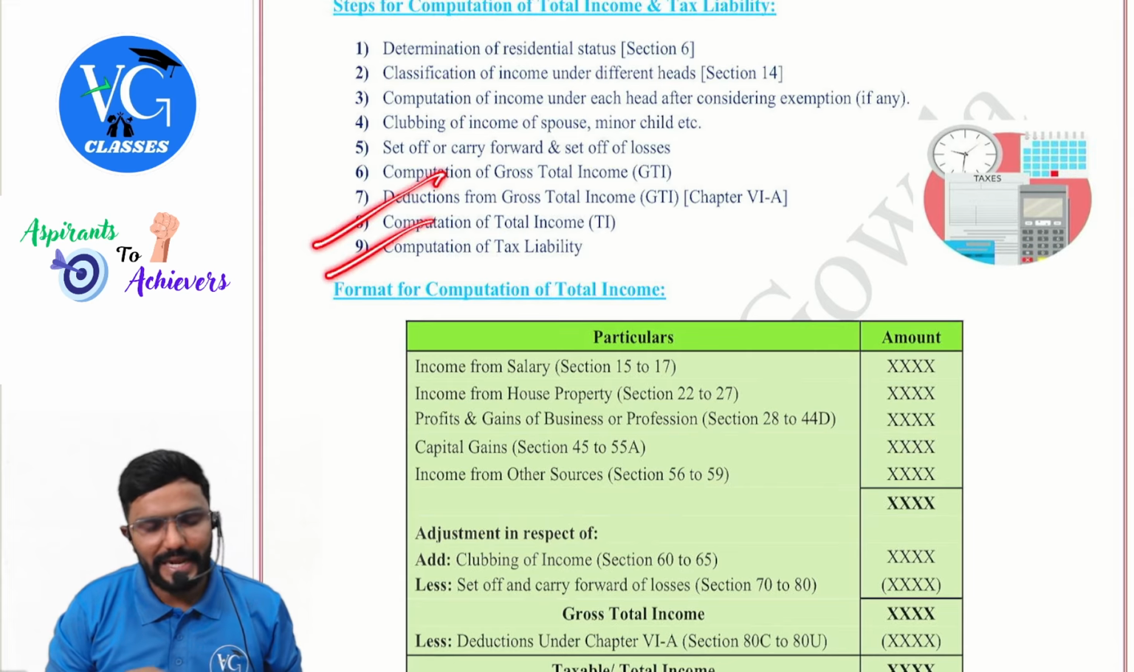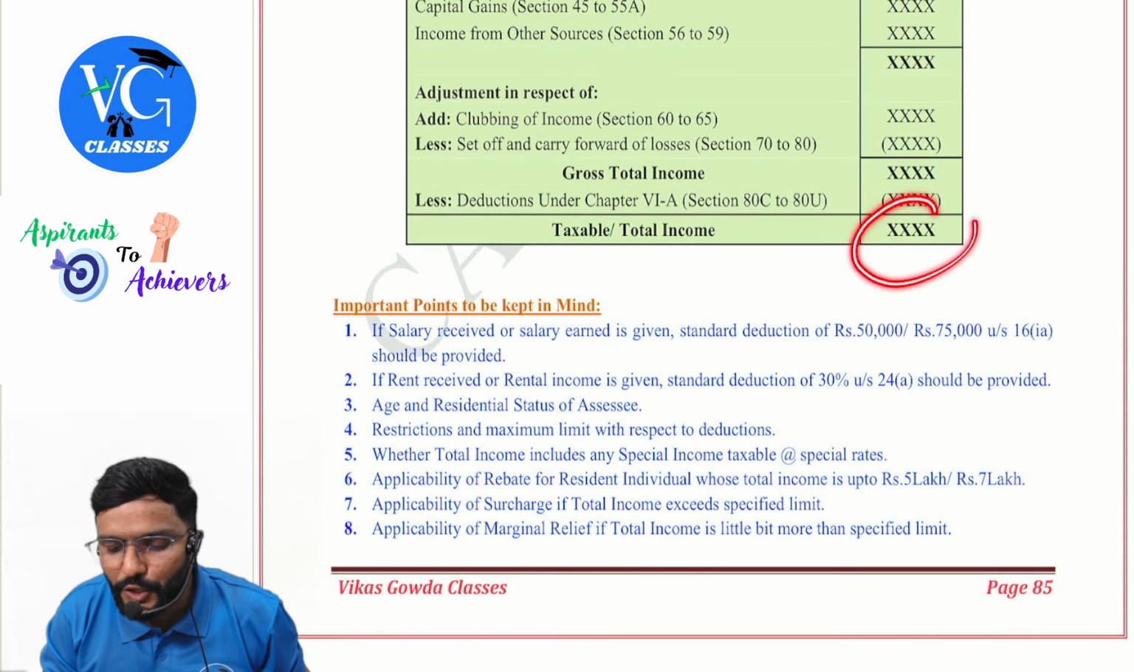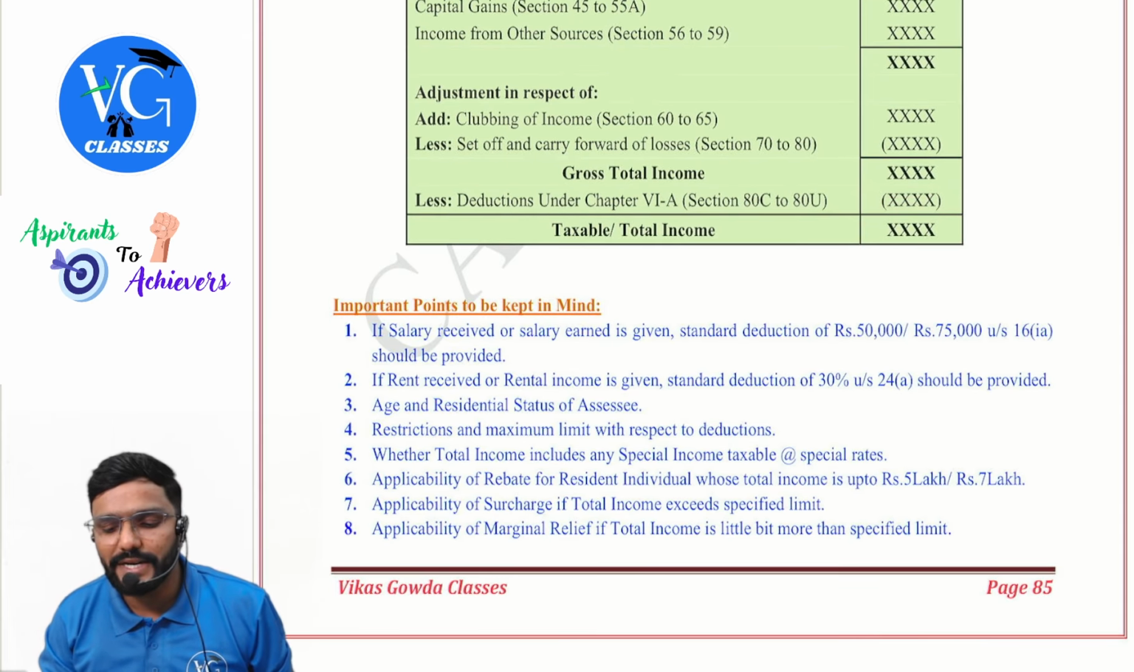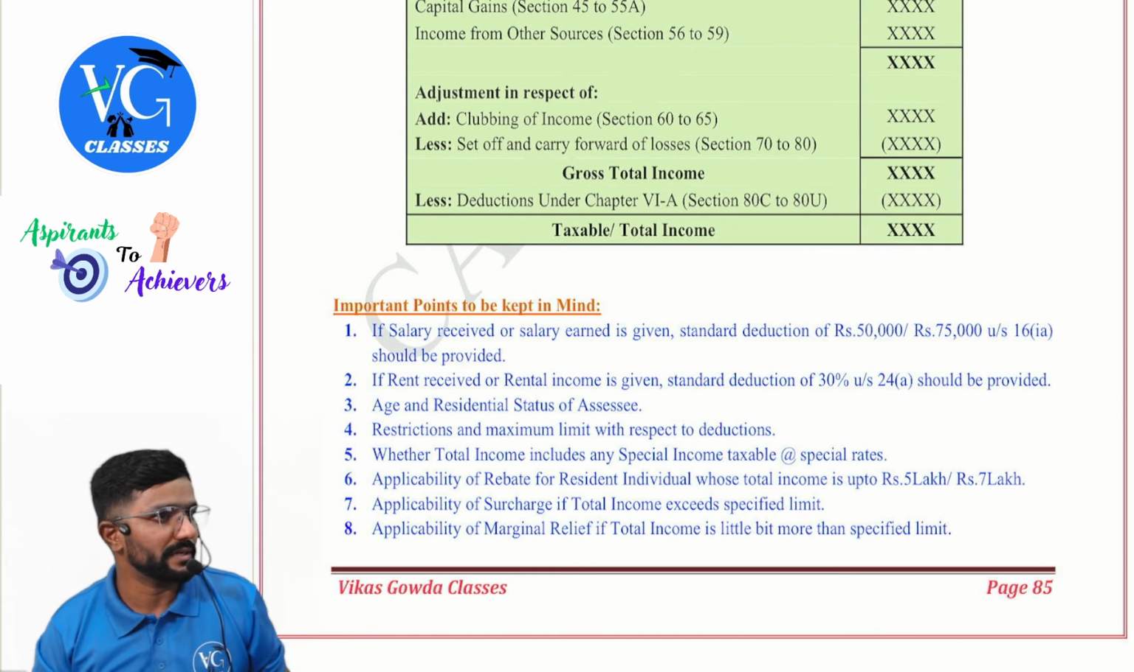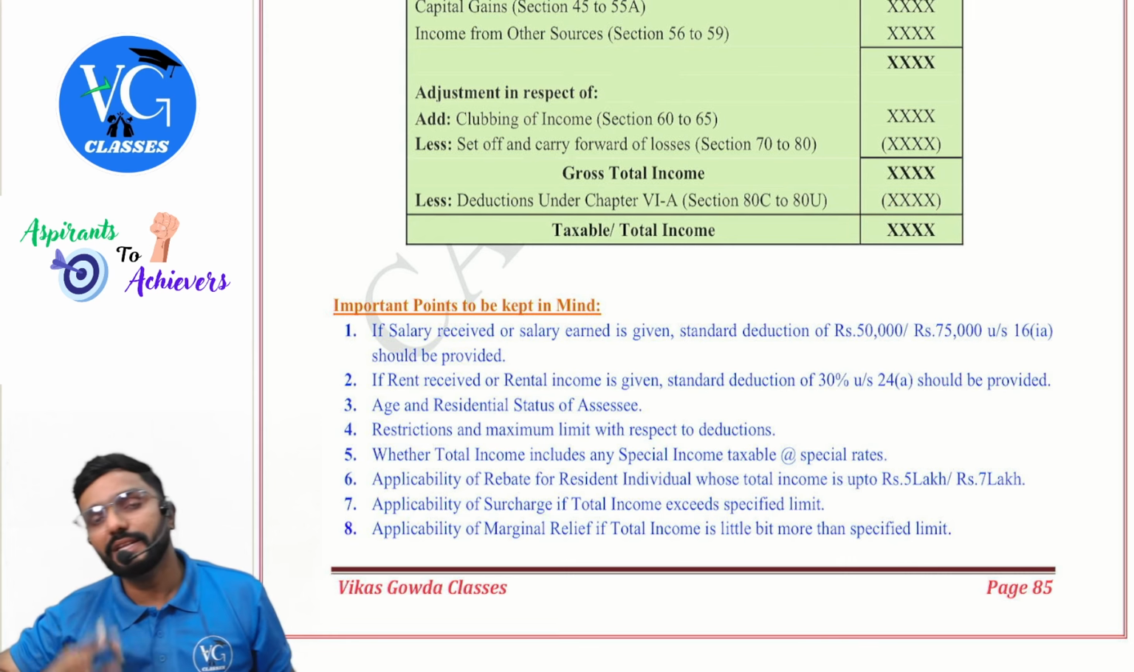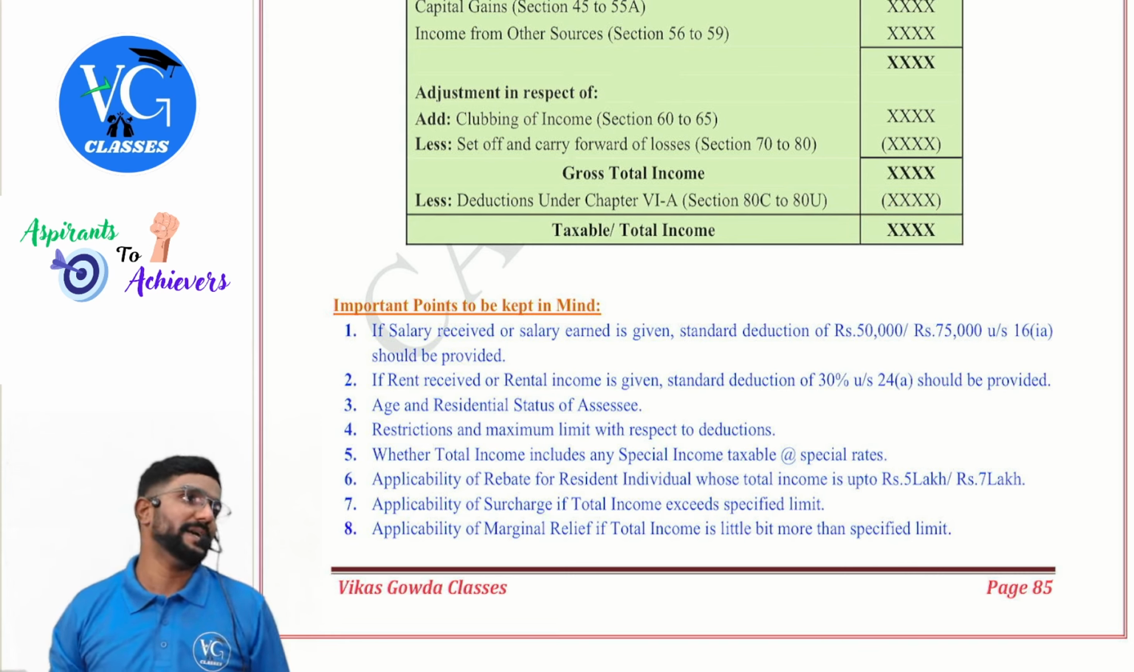Next, compute total income and tax liability. And please be careful. Whenever total income is there, when you're supposed to calculate tax, first check whether total income includes any special income. Calculate tax on it at special rate. Then on the remaining income at normal rate.